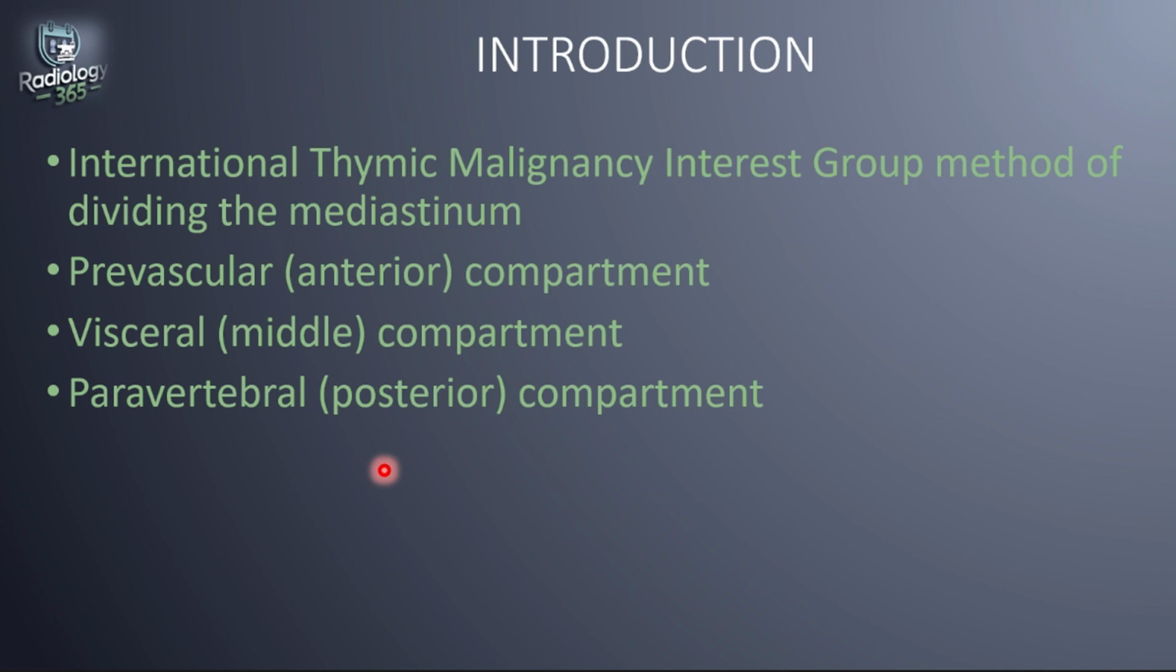new standard. So the mediastinum is divided into 3 arbitrary compartments to aid in the differential diagnosis of a mediastinal mass. However, there are really no anatomic planes separating those divisions, and disease can spread from one compartment to another. The 3 divisions are the prevascular compartment, the visceral compartment, and the paravertebral compartment.